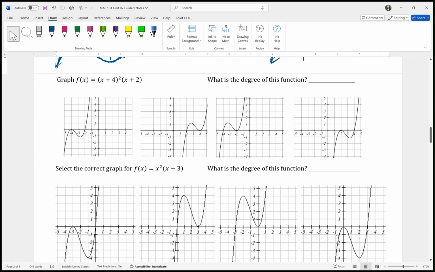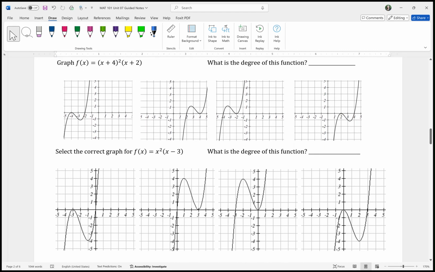So this is multiple choice. We love that. But it could be a little confusing because all the graphs look real similar. So all the information we just went over is the key to knowing which answer this is. So let's look at this first one. We're graphing f of x equals (x plus 4) squared and then (x plus 2).